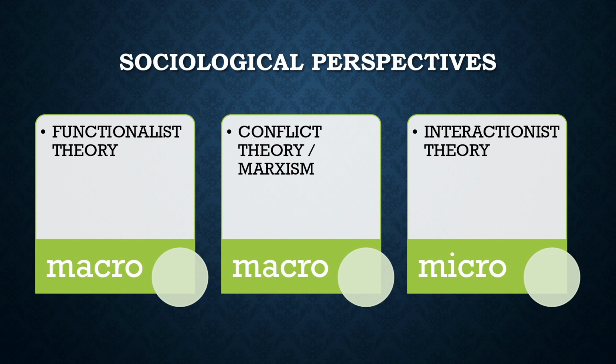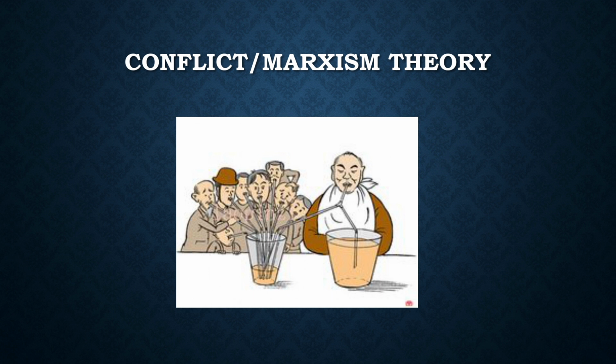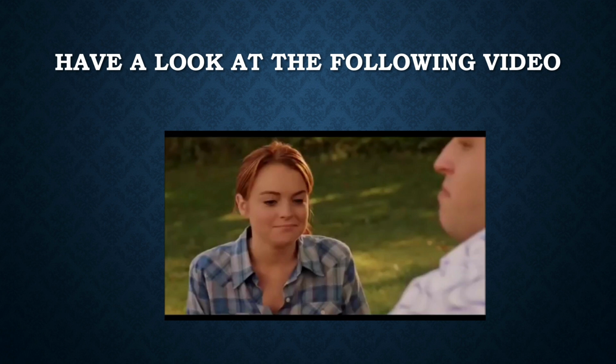Functionalist and Marxism or conflict theory are viewed as macro perspectives since they discuss all aspects of society, while interactionist is considered micro because it speaks of the self. Conflict theory was coined by Karl Marx, who purports that due to society's never-ending competition for finite resources, society will forever be in a state of conflict. In relation to our education system, we can see how it perpetuates this social inequality. Have a look at the following video.